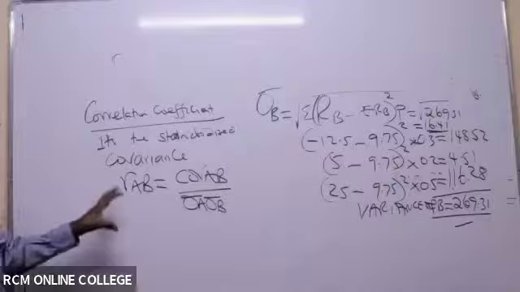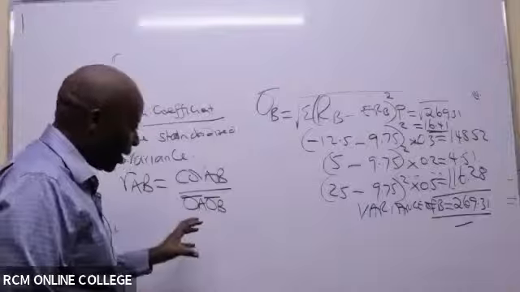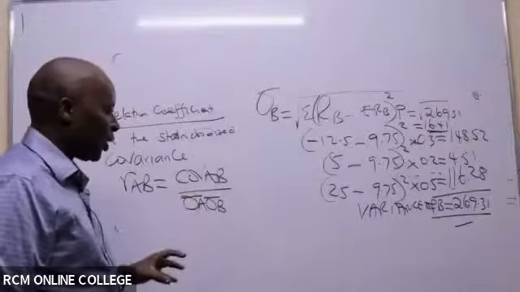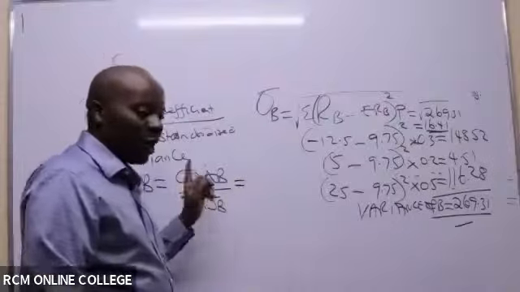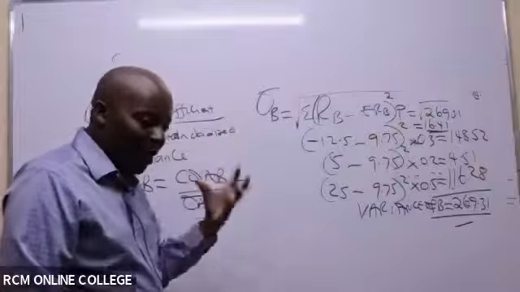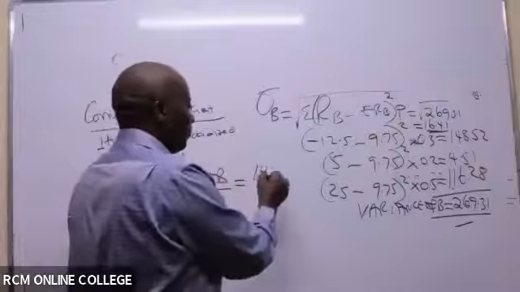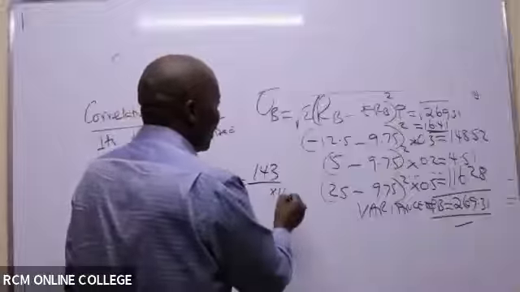So correlation between A and B equals covariance of A and B divided by the standard deviations of the two securities. Unfortunately, I had rubbed mine. What is the covariance between A and B? We had obtained it up there. The covariance of A and B was coming to 143, all over the respective standard deviations. The standard deviation of B is 16.41.